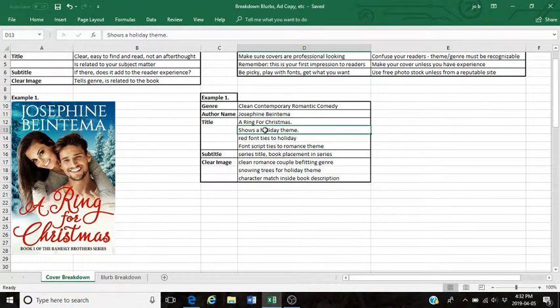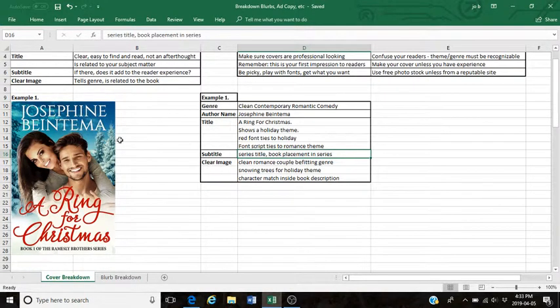It shows that it's a holiday theme. We're doing Christmas. We use red fonts because red and Christmas go together so nicely. And our script font ties to the romance theme because it's silly and swirly and beautiful. Our subtitle, because I've chosen to use one, is the series title and book placement in the series. So we've got book 1 of the Ramsley Brothers series. It's right there so they can know that there are going to be more books in this series, so that they can go find them later on.